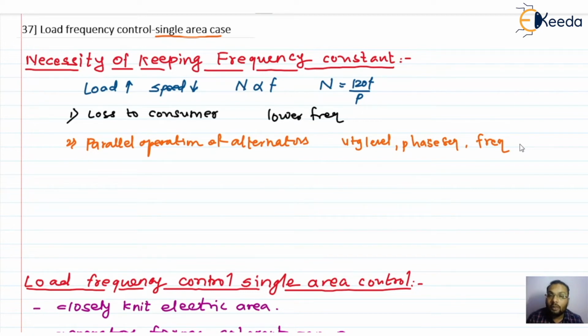Suppose you want to operate two alternators in parallel, then those two alternators should have these three parameters identical. Voltage level of those two alternators must be the same, phase sequence must be the same, and frequency must be the same. Then only you can connect those two alternators in parallel. And if the frequency is not constant, then the parallel operation of alternators will not be possible.